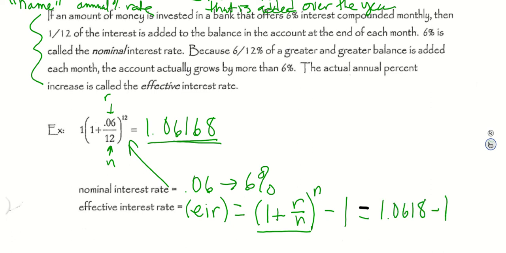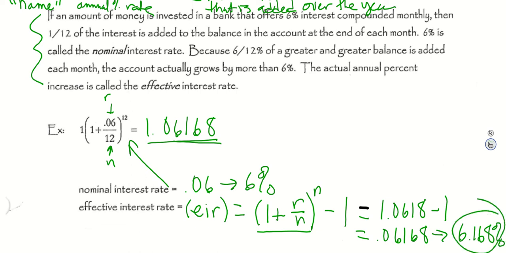We subtract 1 and we end up with 0.06168, which as a percent is 6.168%. So our nominal rate is 6%, but effectively we actually end up with 6.168% at the end of a year.